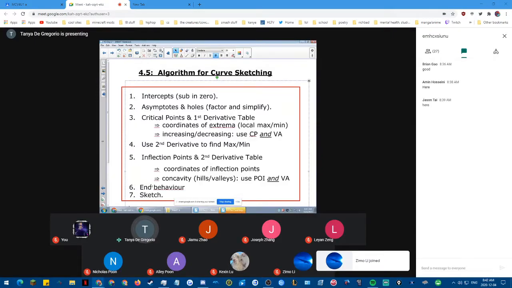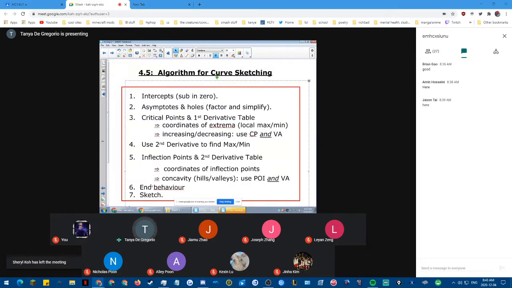You have learned every single one of these steps, but we've done it all separately. So now we're going to put it all together to get a nice, very accurate curve, or graph. So what are the steps for curve sketching? And yes, this is the order that I would like them in.